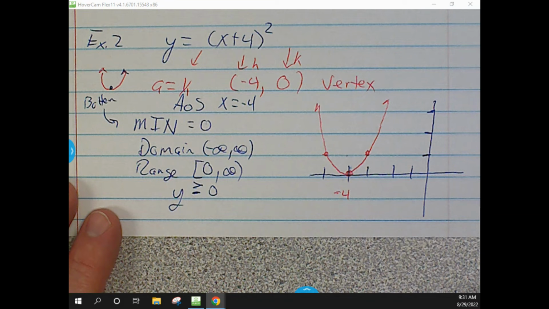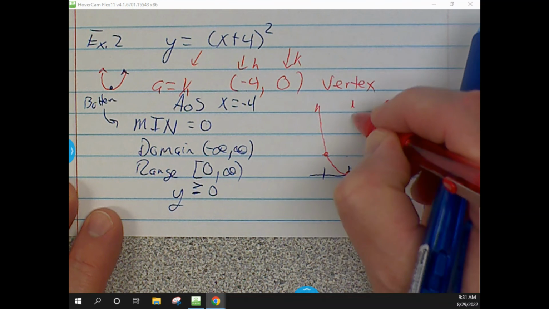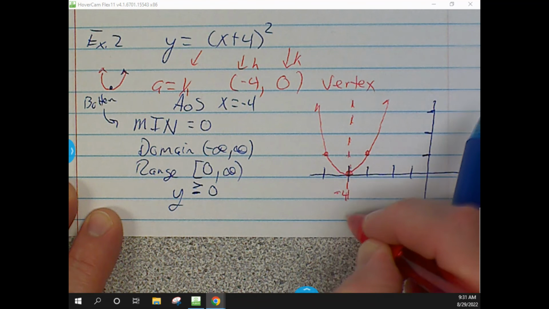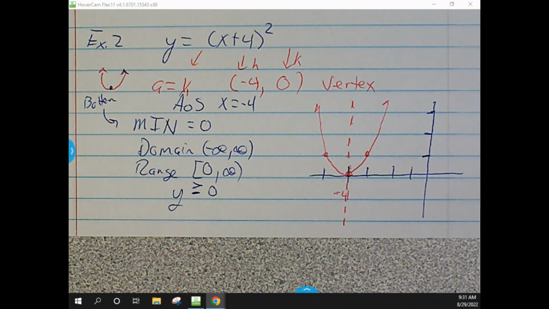Oh, one thing we didn't do in the last graph, which is okay. Sometimes they will ask you to draw the axis of symmetry. You just draw a dashed line right through the vertex. And that's another one of those you just have to watch. Sometimes they ask you for the axis of symmetry to draw it. Sometimes they don't. So you just have to wait and see which one they're asking you to do.